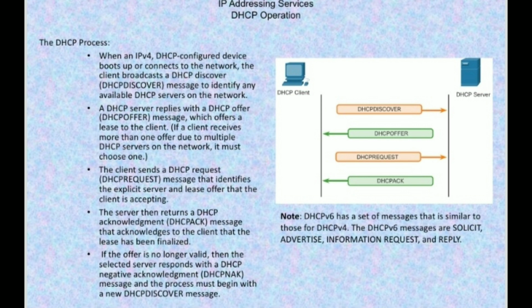So there are four messages between the DHCP client and the DHCP server: DHCP Discover, DHCP Offer, DHCP Request, and DHCP Ack. Note, DHCPv6 has a set of messages similar to those of DHCPv4. The DHCPv6 messages are solicit, advertise, information request, and reply.